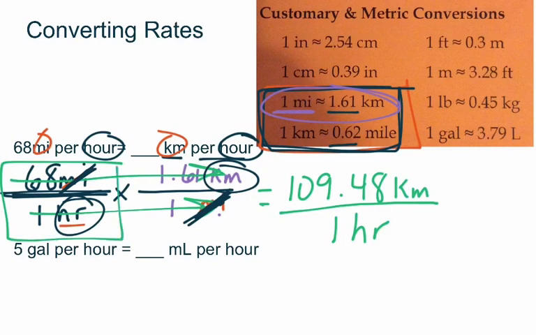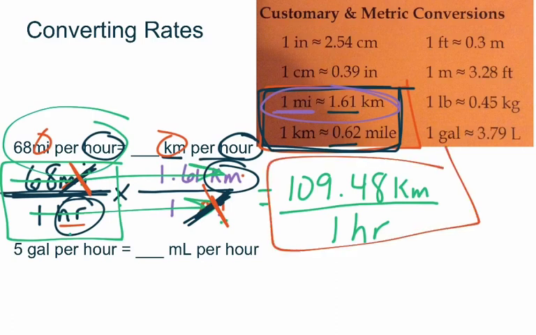All right, so recap. We wrote out our initial one just kind of as is. We had to include that label on the bottom. We multiplied by our converting factor, still using that the diagonal is what we want to cancel out. We canceled out our miles, so we had our kilometers on top. I multiplied. Here is my answer.